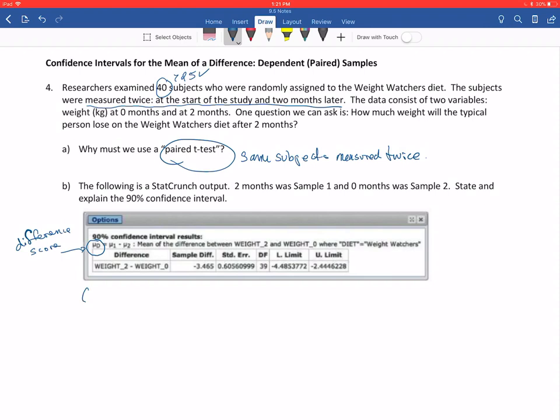So we have the confidence interval, the 90% interval from negative 4.49, let's say, to negative 2.44. So that's our confidence interval. And as a reminder, they were doing 2 months and then 0 months. So they were taking the mean weight at 2 months and subtracting the mean weight at 0 months. And these are the numbers that they got back.